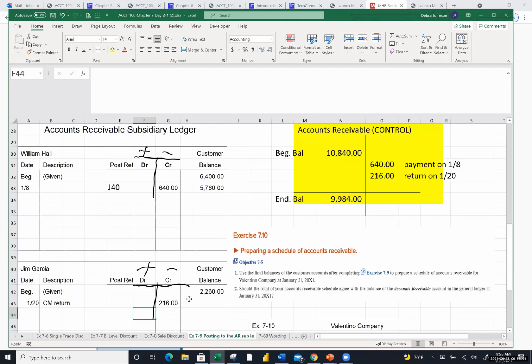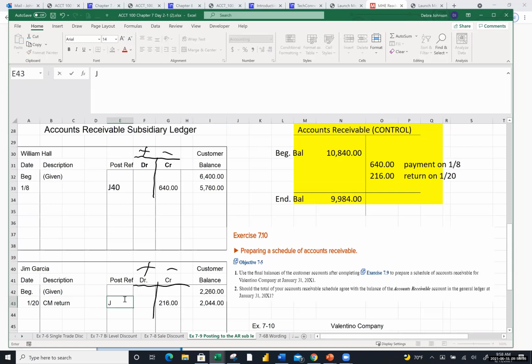Credits to accounts receivable or to any other asset bring the balance down. So he doesn't owe me $22.60 now. He owes me the difference. Give me a second to calculate it. He owes me now $2,044. Now I can go up above and cross-reference, put my post reference in.